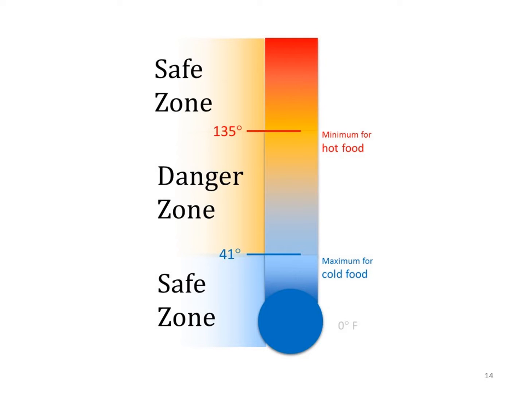TCS foods must be held in safe zones. Cold TCS foods must be held at or below 41 degrees Fahrenheit, and hot TCS foods must be held at or above 135 degrees Fahrenheit. TCS foods held at temperatures in between 41 and 135 degrees Fahrenheit are considered to be in the danger zone. The danger zone is where pathogenic organisms survive and or grow the fastest.